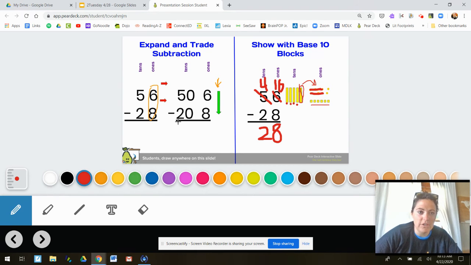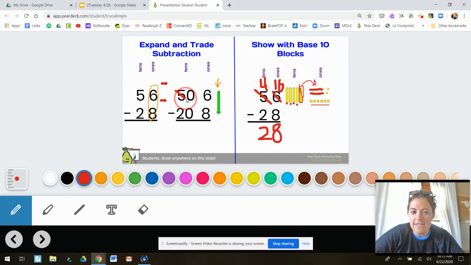Now let's show you what it looks like with this expand and trade, okay? So kind of the same thing. I have 50, and I can't do 6 minus 8. Remember, a good way to test that is show 6 fingers. Can you take away 8? No. So if you do, you have to trade.